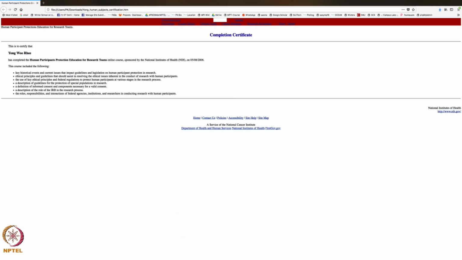Here is an example of a certificate. When you're done with the content from NIH's website, you should have a completion certificate like this. The reason you want this completion certificate is that whenever you're applying for your IRB approval, you should present it, saying that I'm done with the content and I know how to conduct human subjects research.